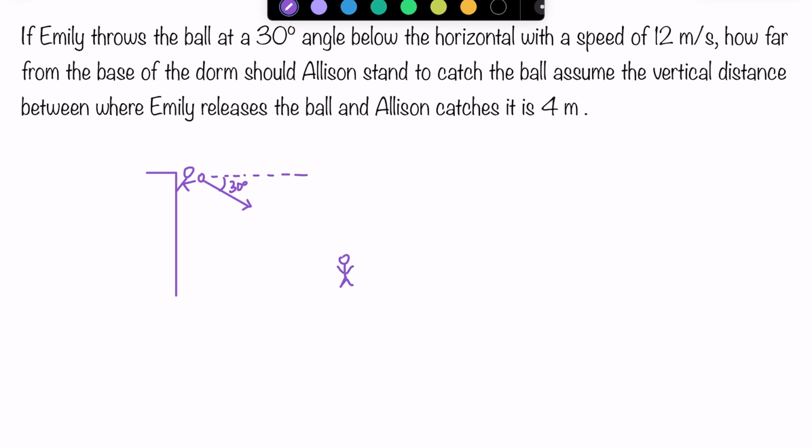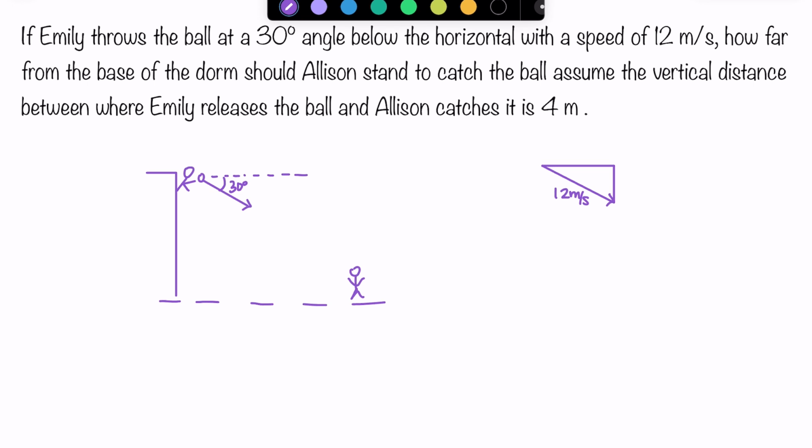Down to her friend on the ground. Okay, so in this triangle, we have to break the velocity vector into components. If the velocity that she throws it is at 12 meters per second, that's always going to be the hypotenuse. And the resultant vector is the one we were given.